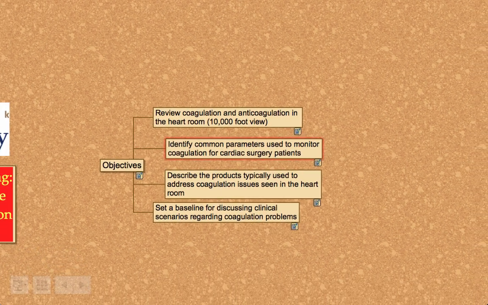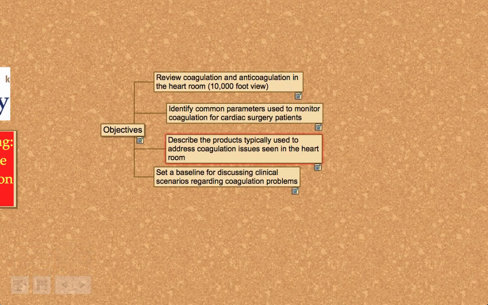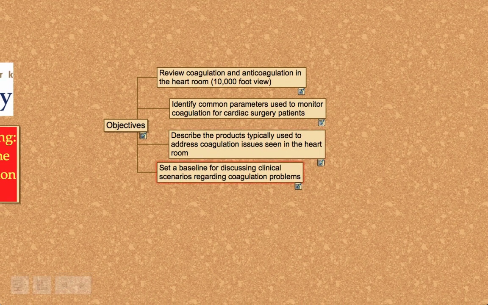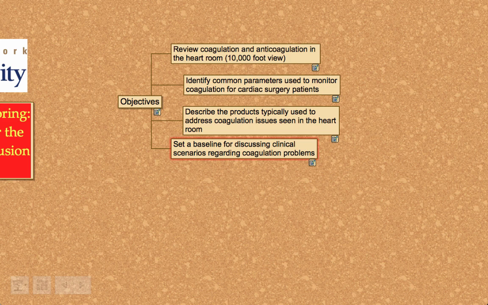We'll also look at the common tests and parameters that are used to make decisions about our bleeding patients. And we'll discuss the blood products that we can use to treat these coagulation problems. The goal for this screencast is to set the stage for a more engaging and thought-provoking face-to-face presentation when we get together in Baltimore.